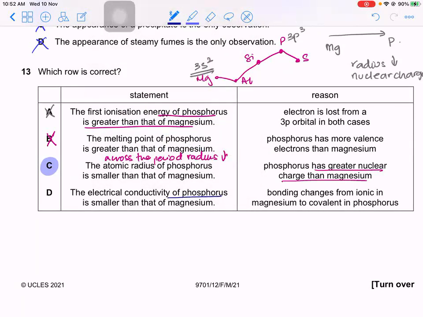Electrical conductivity of phosphorus is smaller than that of magnesium. That's true. Bonding changes from ionic in magnesium to covalent in phosphorus. But that's not what conductivity depends on. Conductivity depends on delocalized electrons, so not on the bonding. Therefore, the answer is C.